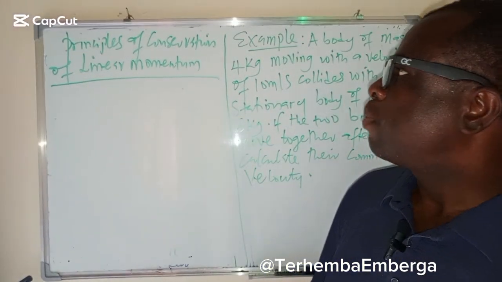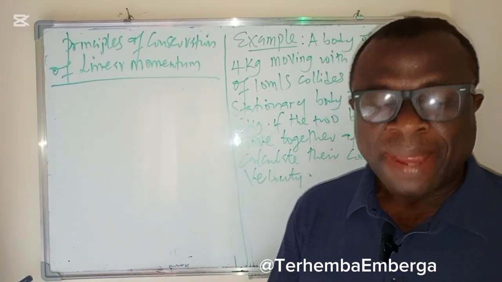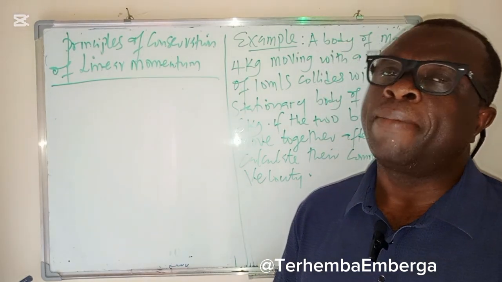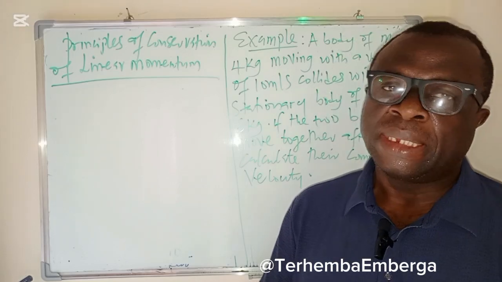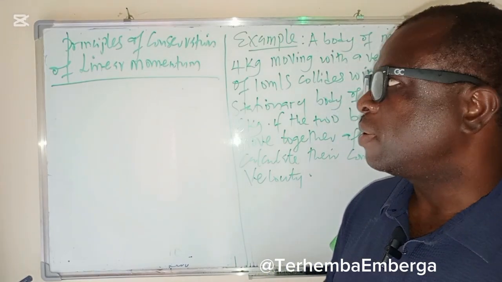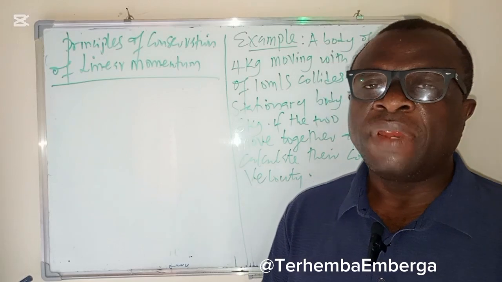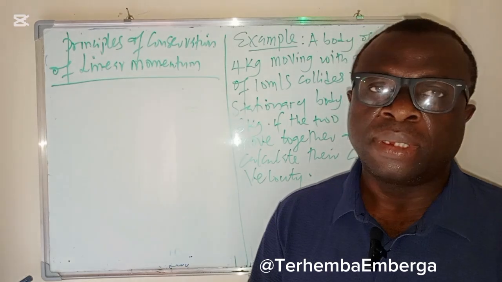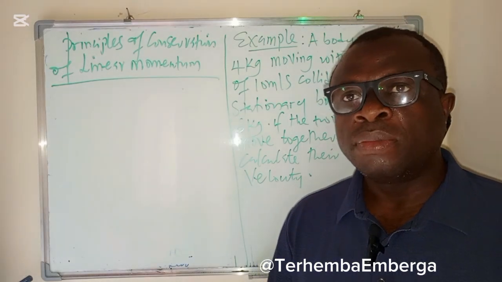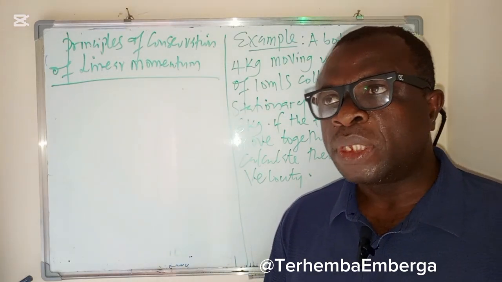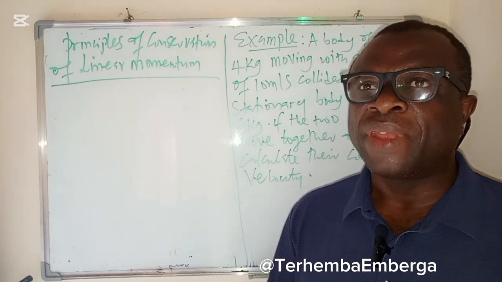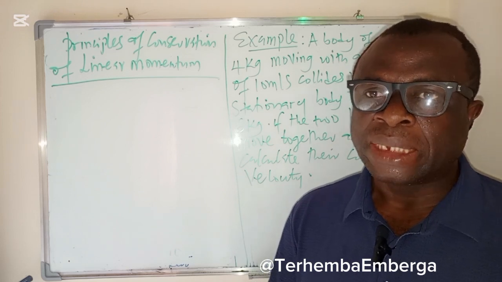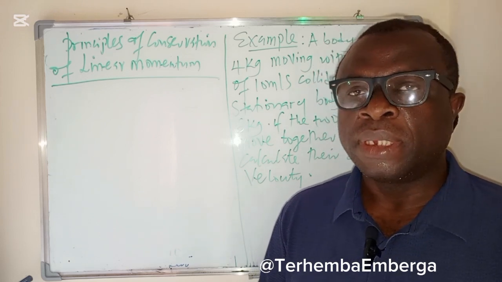Today we'll look at the principles of conservation of linear momentum. Previously we explained what momentum is: the product of mass and velocity. The principle of conservation of linear momentum states that in a system of colliding bodies, the momentum before collision is always equal to the momentum after collision, provided no external force acts on the colliding bodies.